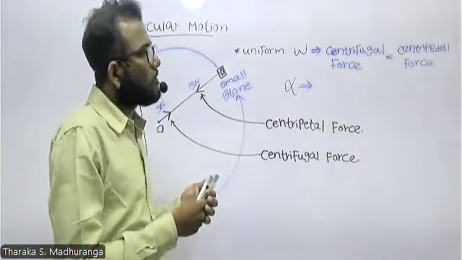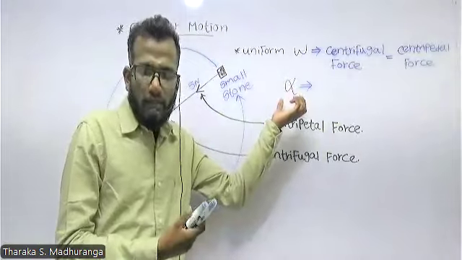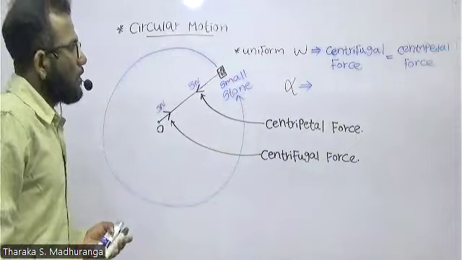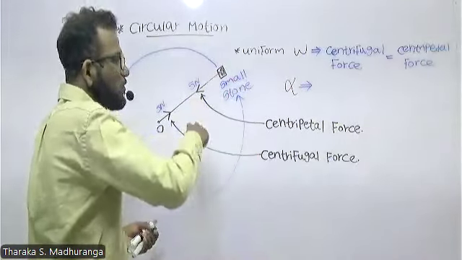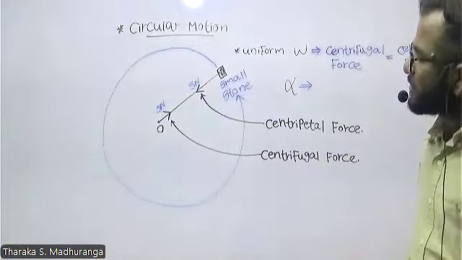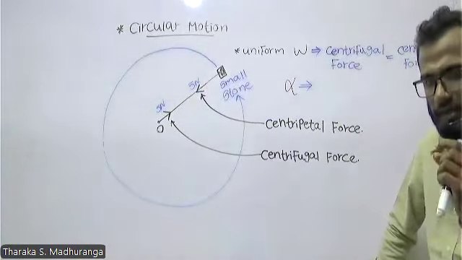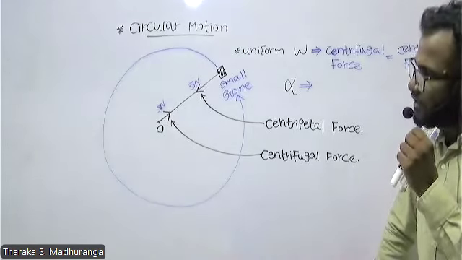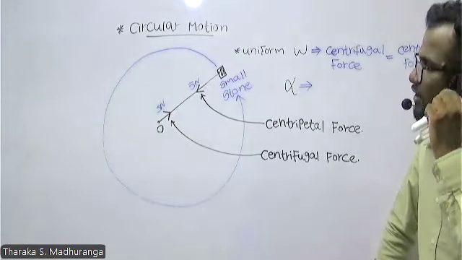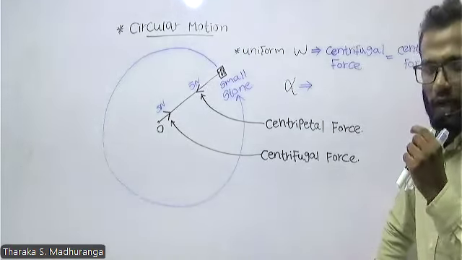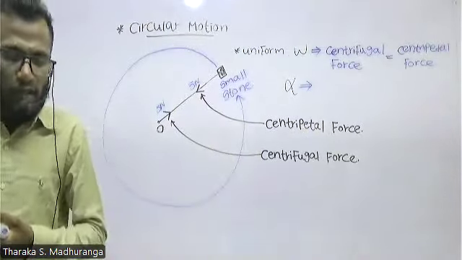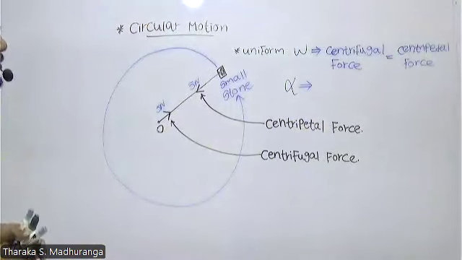If this object rotates with angular acceleration, tell me, from the centrifugal force and centripetal force, which one is higher? Think practically. Which force is the higher force if this object rotates with angular acceleration? You can think. Now you know everything.